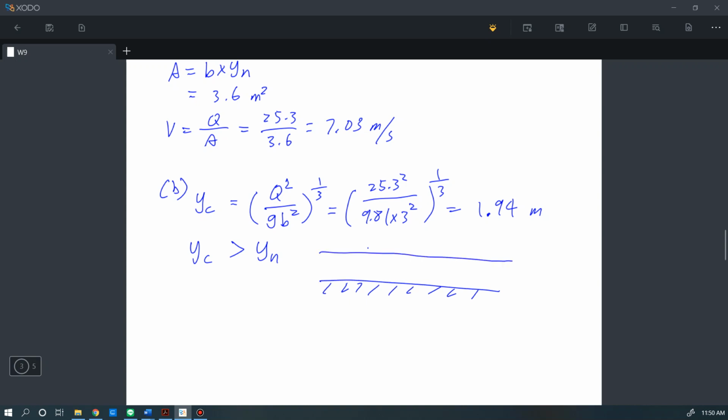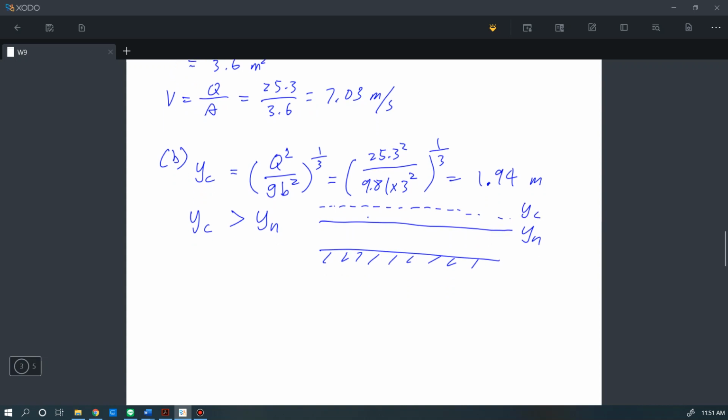So if we have the channel looking like this, this is the normal depth, and we have a critical depth higher than this. So this tells us that the flow in the channel is also supercritical.